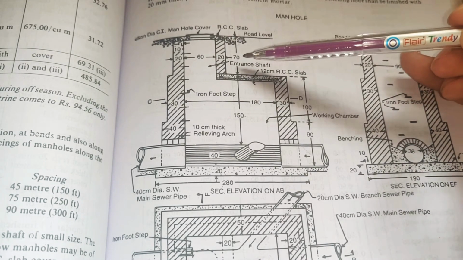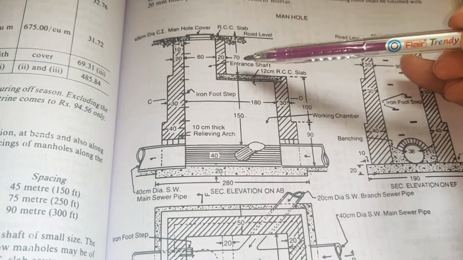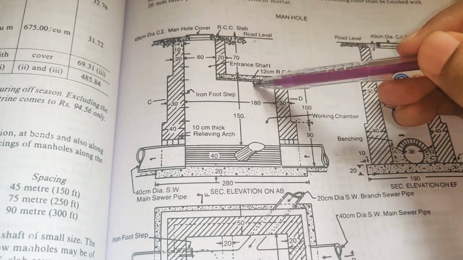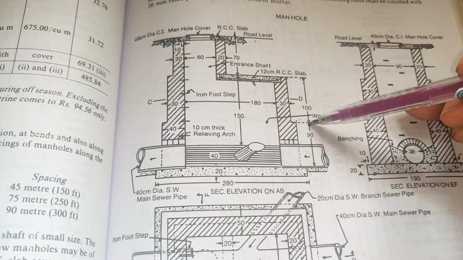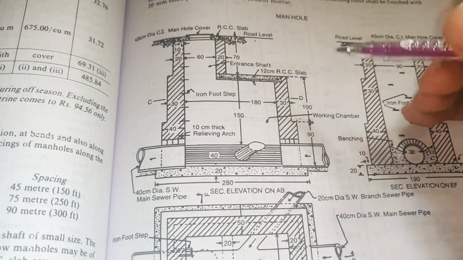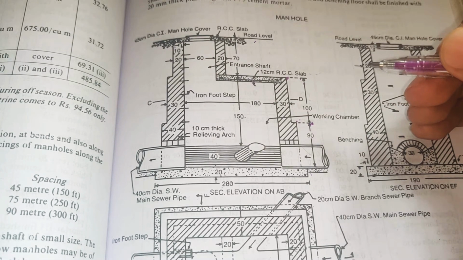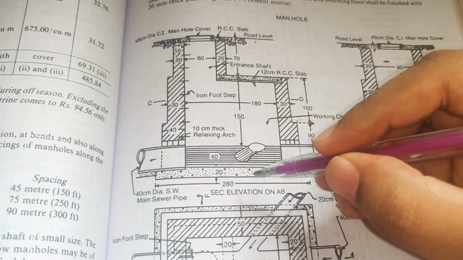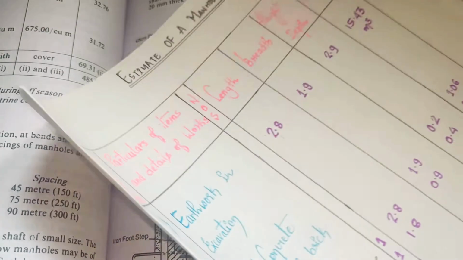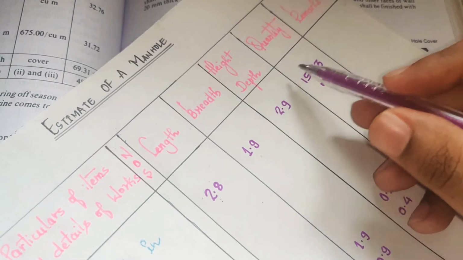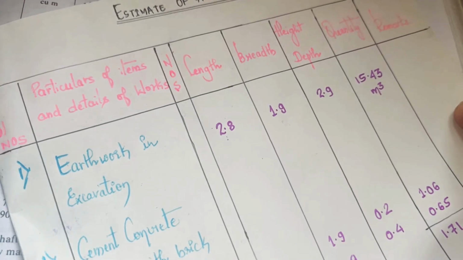So coming here again, this is 10 centimeter, this is 70. So 10 plus 70 is how much? 80. 80 plus, from this top to this edge it is given as 100. So 80 plus 100 is 180. 180 plus 90 is 270. 270 plus thickness of this bed concrete is 20. So 270 plus 20 is 290. So 290 centimeter, or it is taken as 2.9 meters. So multiply this, you will get the quantity of excavation, which is in meter cube. So we got our first quantity, earthwork in excavation.